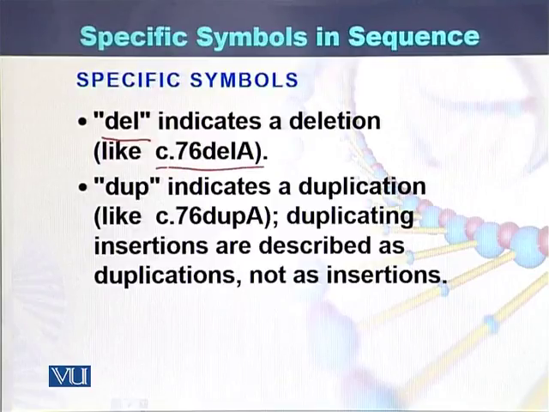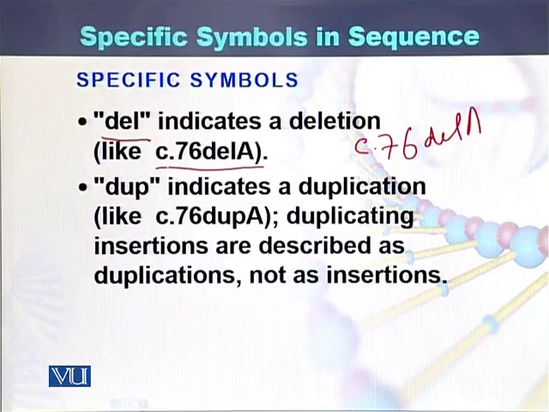If there is deletion of a single nucleotide, then just write del A. In this case c.76 is the position of adenine. Adenine which was present at position 76 has been deleted. So we will write c.76del and A for adenine.